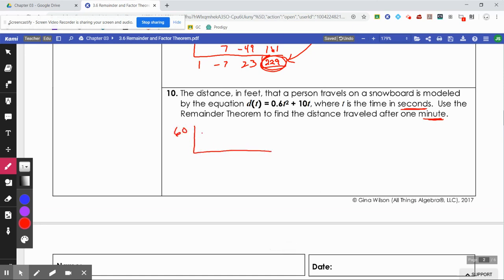You have 0.6 t squared. You have 10 t's, and you have no constant, so you do have to put the 0. Bring down the 0.6. 0.6 times 60 is 36. 10 and 36 is 46. 60 times 46 is 2,760. Combine that with 0 gives you 2,760. That's the number of feet that you would travel in 1 minute.